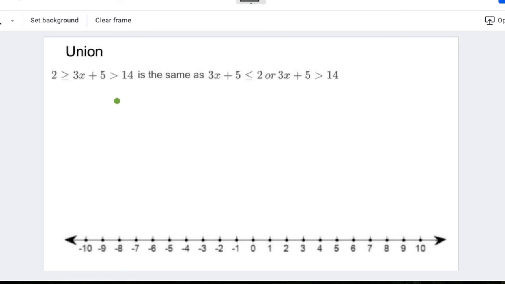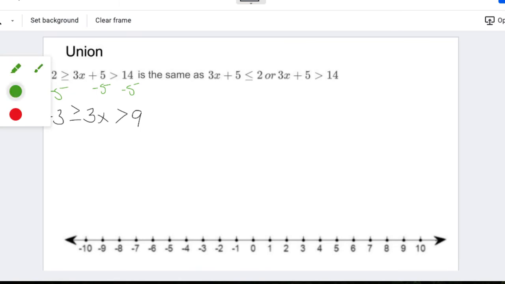Again, we're going to solve these exactly the same way. Don't forget, if you do have a negative, the inequality signs will flip. So don't assume that you know what's happening if you haven't looked at the whole thing. So we're going to start with plus 5. We know we're going to subtract 5. Two minus 5 is negative 3. So negative 3 is greater than or equal to 3x, is greater than 9.